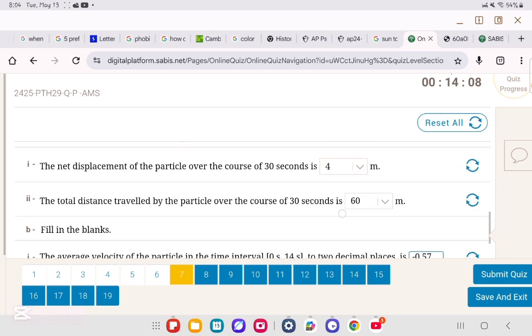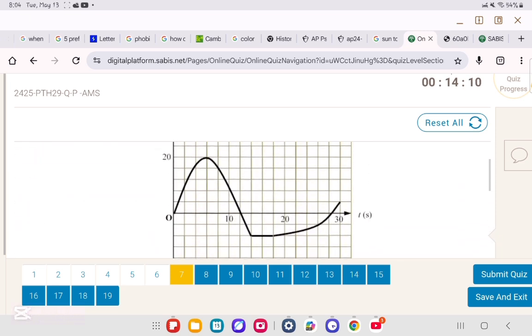We move on to part 2, the average speed of the particle in the time interval. Okay, sorry, my voice keeps on cracking. Average speed is different than average velocity. Average velocity is what? Is the displacement over the time. Whereas average speed is what? Average speed is the distance over the time.